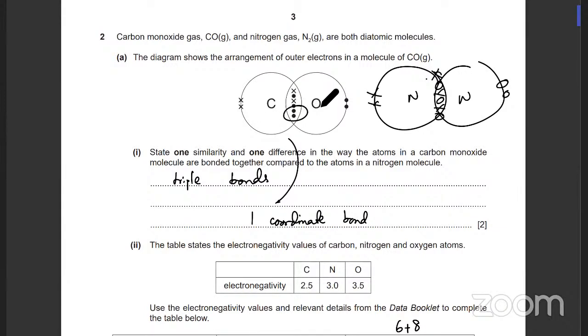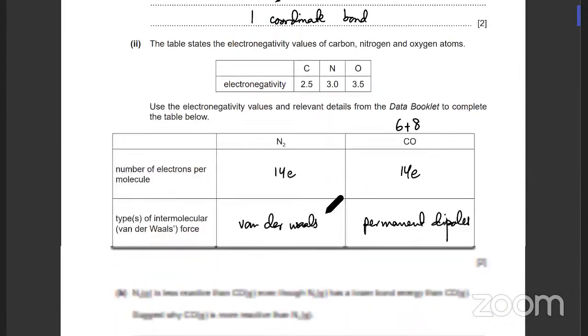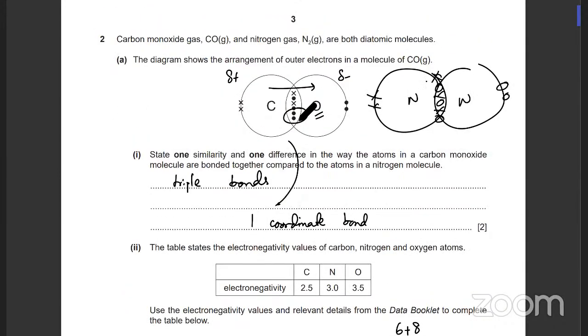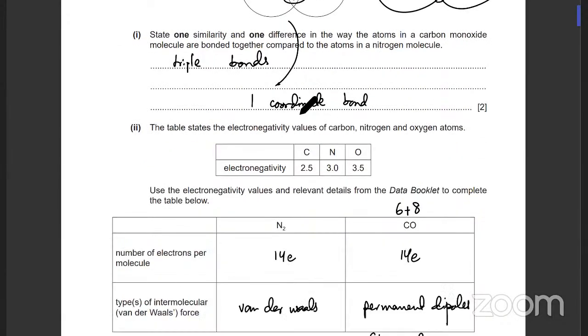Oxygen is more electronegative. It's got a stronger nuclear charge, so the electrons are slightly closer to oxygen, which makes this side slightly negative and this side slightly positive. There, the electrons are right in the middle, equally distributed. So that's the only difference. Even though this bond is stronger, if you look at the bond energy table, this one is more reactive.